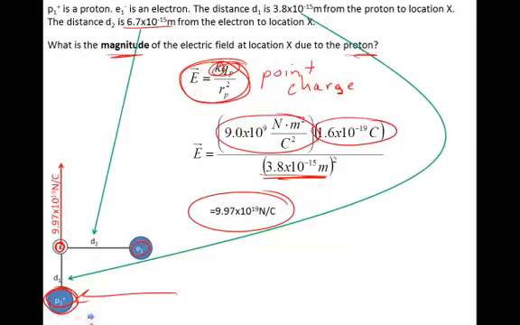And it's important to say what direction that is. So remember what we have to do is we have to assume that at location X, there is a positive test charge there. A positive test charge. Since the proton is also positive, it's going to make the test charge repel away from it. So that's why it's going in that direction, upward.